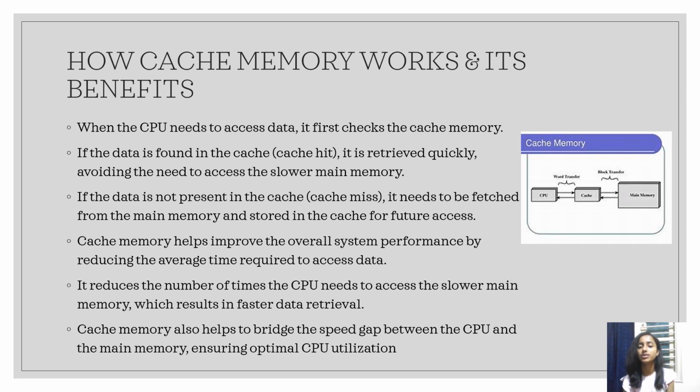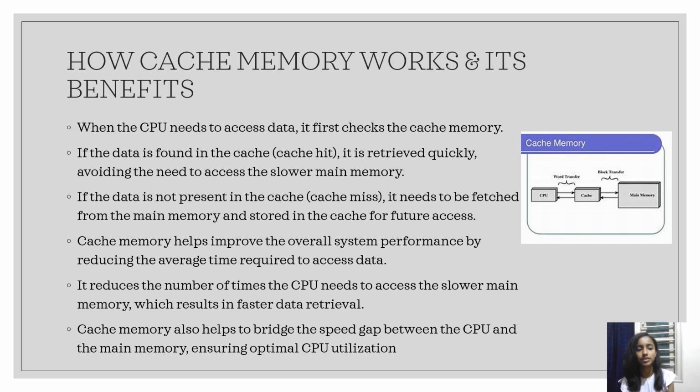Cache memory works and its benefits. When the CPU needs to access data, it first checks the cache memory. If the data is found in the cache, it is recovered from it quickly, avoiding the need to access the slower main memory. If the data is not present in the cache, it needs to be fetched from the main memory and stored in the cache for future use.